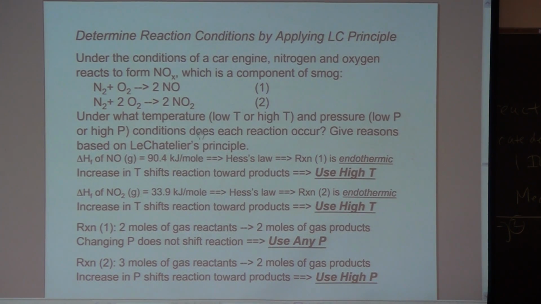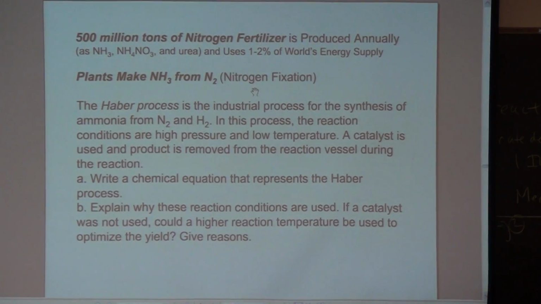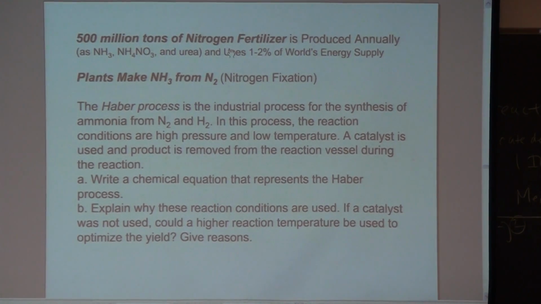So again, this is the analysis we can do to use equilibrium to figure out the temperature and pressure conditions for a reaction. Let's take a look at this next slide. This is the production of ammonia. It turns out that 500 million tons of nitrogen fertilizer are produced annually. It takes quite a bit of energy to make ammonia. It uses 1 to 2% of the world's energy supply each year. And the nitrogen is produced either as ammonia, NH3, ammonium nitrate, or urea.